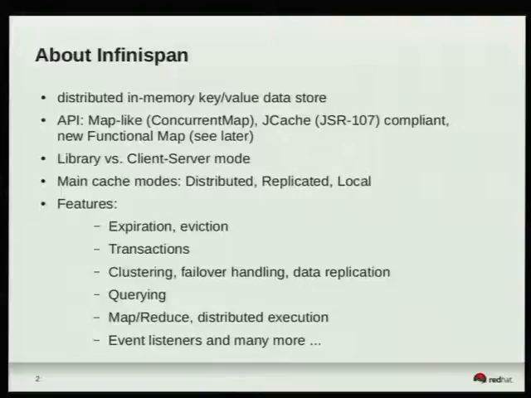Infinispan comes with basic APIs, like a very simple map-like API. It's actually an implementation of concurrent map, so it's very easy to use. You will use basic operations like get, put if absent, size, key set, all the operations you know from the Java map API. It also has some other APIs and the new functional map API, which I will introduce today, which is new in Infinispan 8.